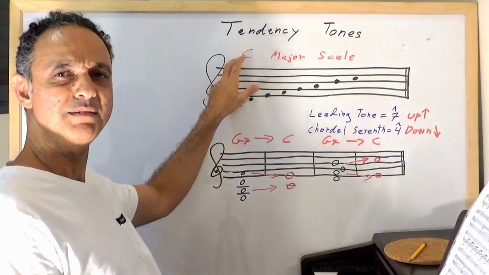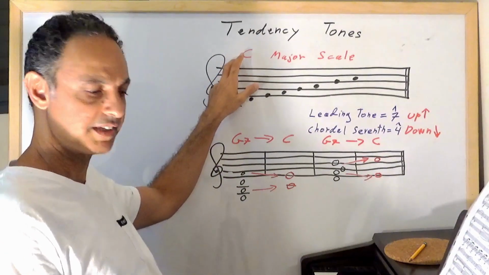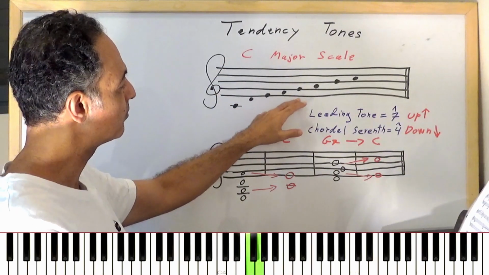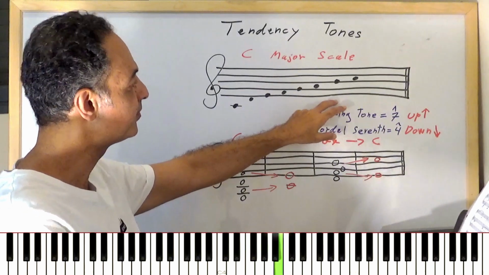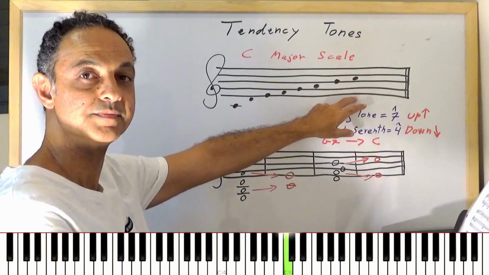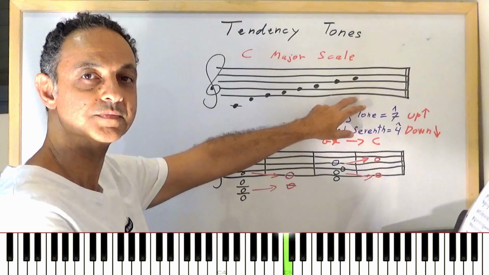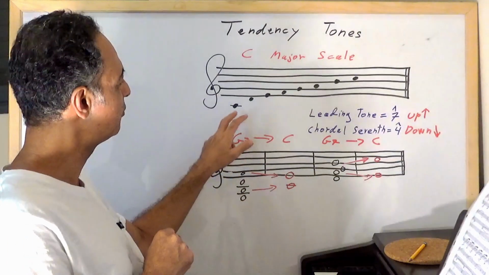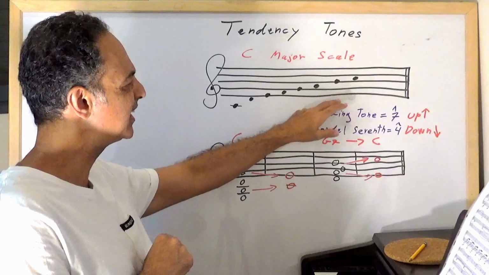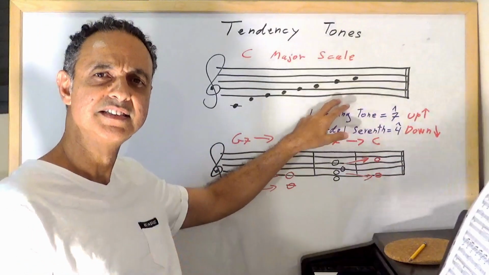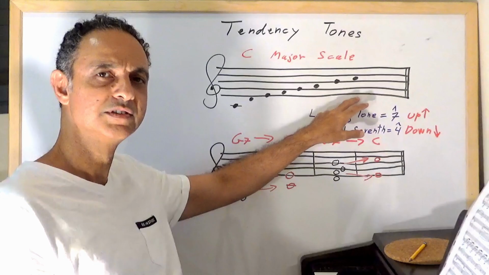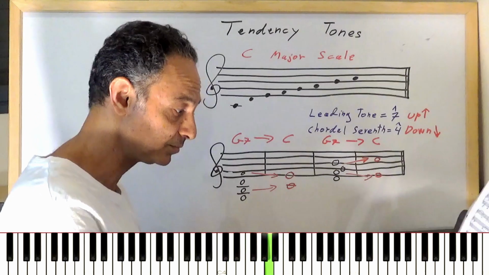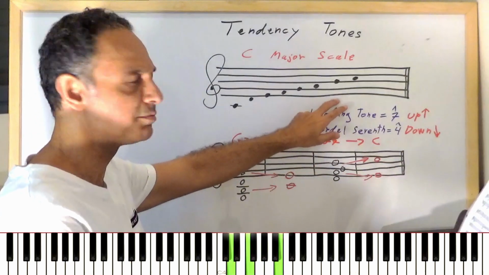We have the C major scale, which sounds like this. If you listen carefully, scale degree number 7, 1, 2, 3, 4, 5, 6, 7, has a strong tendency to resolve up to the tonic note, to the note C. Listen to this. Scale degree number 7.